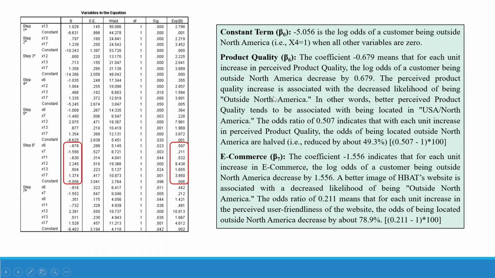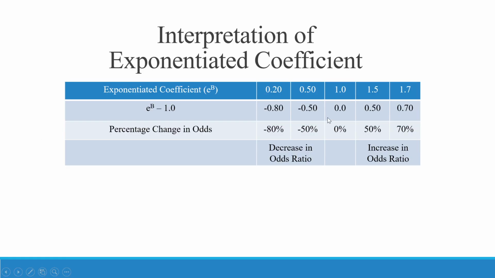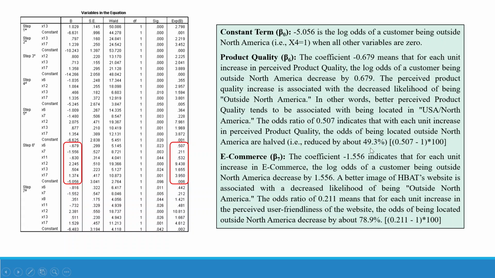The perceived product quality increase is associated with the decreased likelihood of being outside North America. In other words, better perceived product quality tends to be associated with being located in USA, that is inside North America. The odds ratio of 0.507 indicates that with each unit increase in perceived product quality, the odds of being located outside North America are halved. How? 0.507 minus 1 into 100. Just recall this: exponentiated beta minus 1. So we get 49.3%.